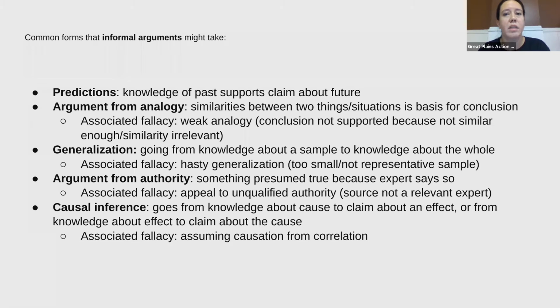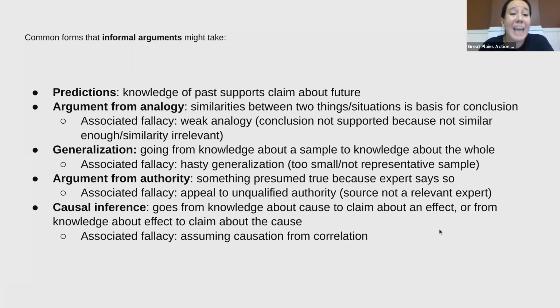All right. And there are different kinds of informal arguments. So predictions, going from claims about the past to claims about the future. Past events can give us very good reason to believe that events in the future will happen, but again, it's not absolutely certain, so it's not a formal argument. It's not making that stronger inferential claim.